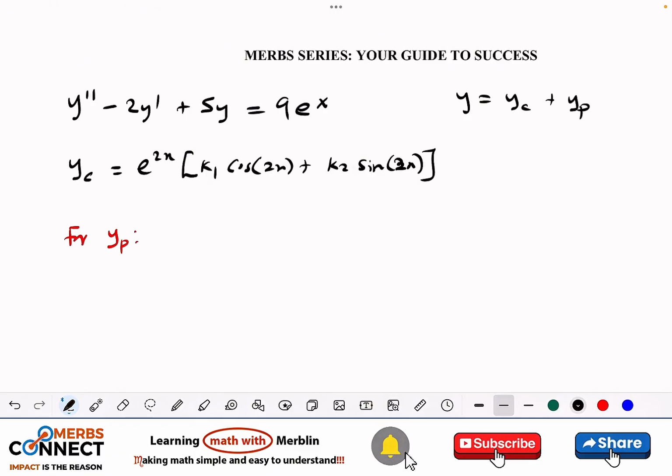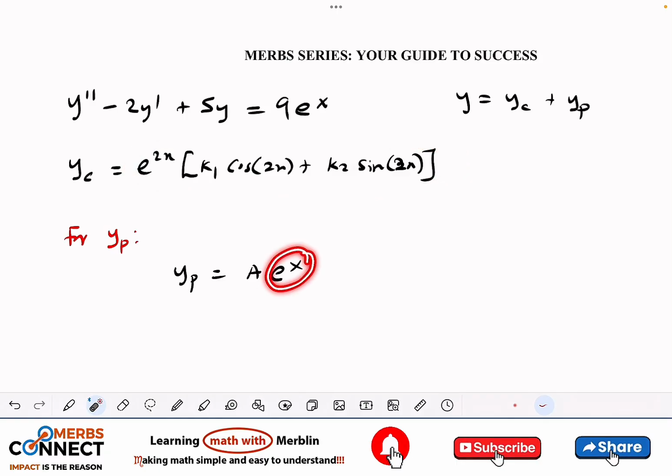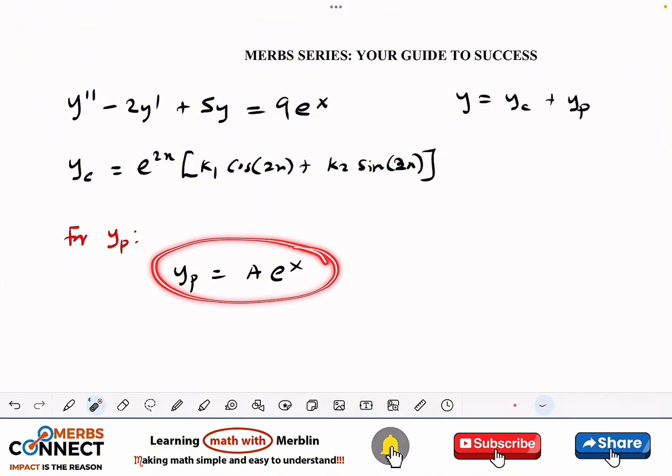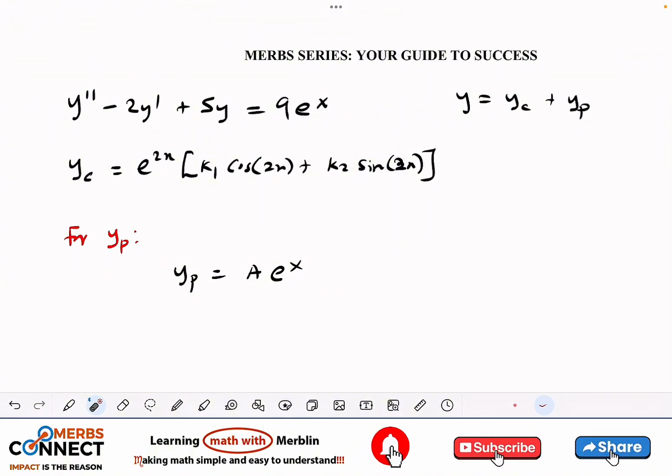As I said, this is an exponential function, so the first guess is a times the function here, which is e to the power x. Now we need to look at the term here and see if we have this term inside this. This is not the same as this, so we are going to use this. Always compare your first trial solution with this one and then start modifying it. Since this is not the same as this, we cannot modify it.